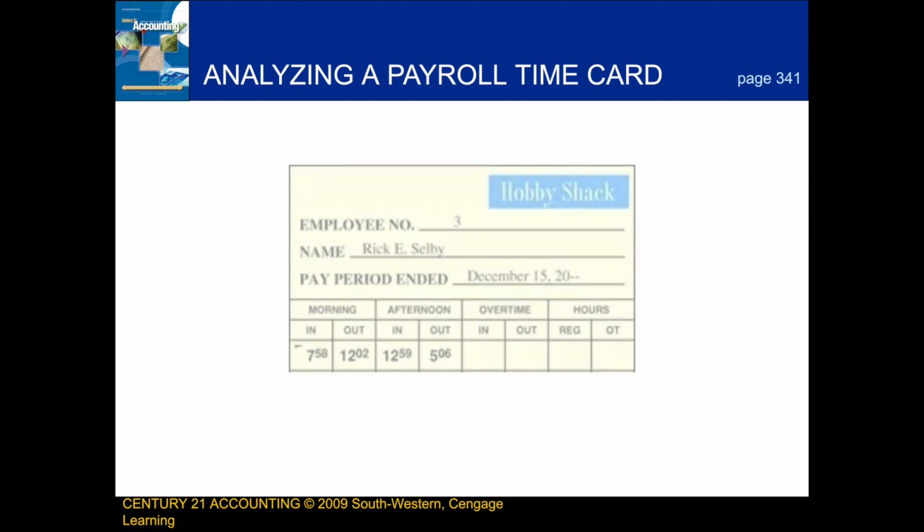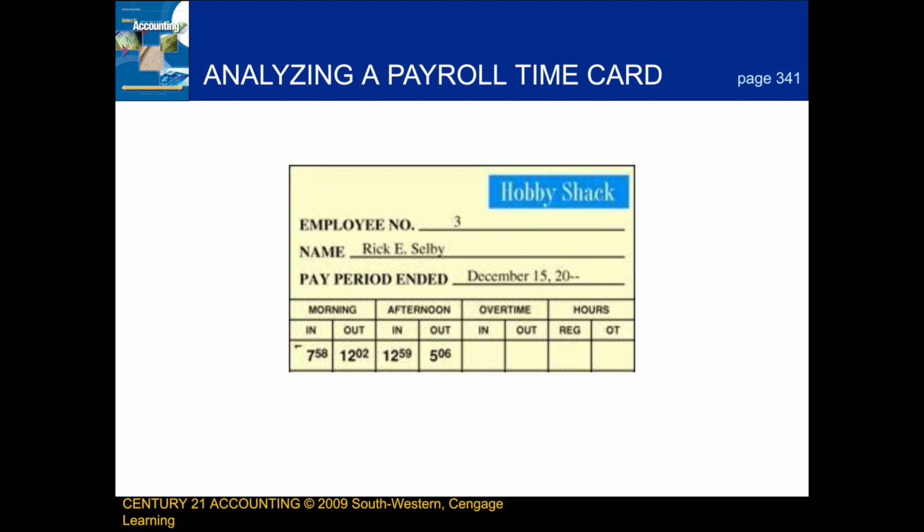All right, next we're going to be talking about analyzing a payroll time card. What we're essentially looking at here is a payroll time card from Hobby Shack Incorporated. As you can see here, the employee number is 3. The name of the employee is Rick E. Selby. And the pay period ended is December 15th. Underneath all of that, we have the morning hours, afternoon hours, overtime hours, and total regular and total overtime hours. If you take a look over here, Rick clocked in for the day at 7:58 a.m. and he clocked out at 12:02 p.m. Almost an hour later, he clocked back in at 12:59 p.m. and then he clocked out for the day at 5:06 p.m.